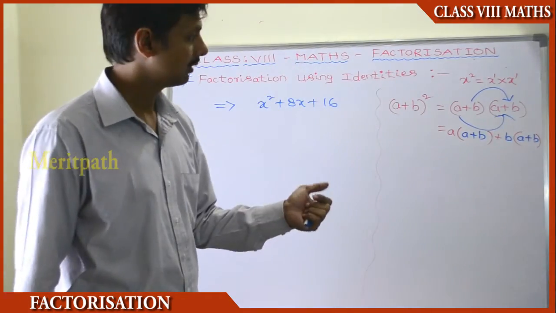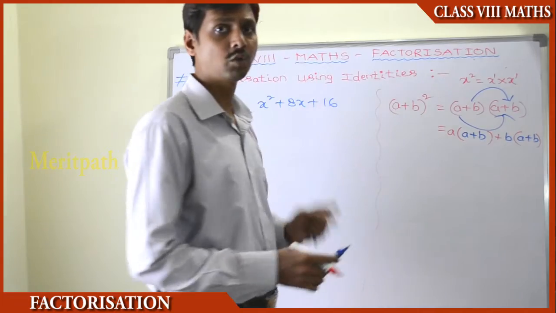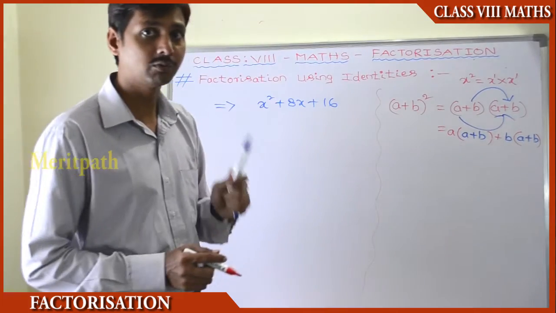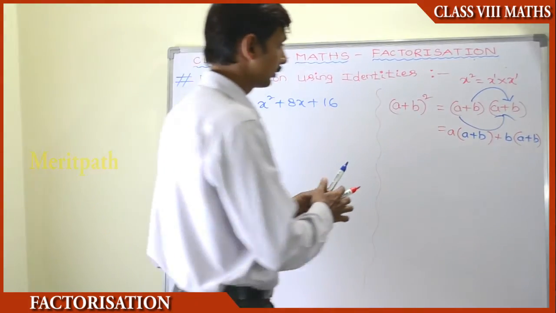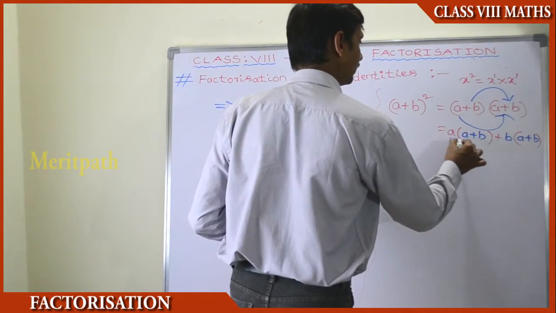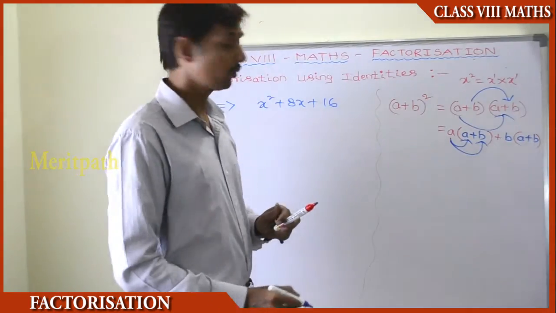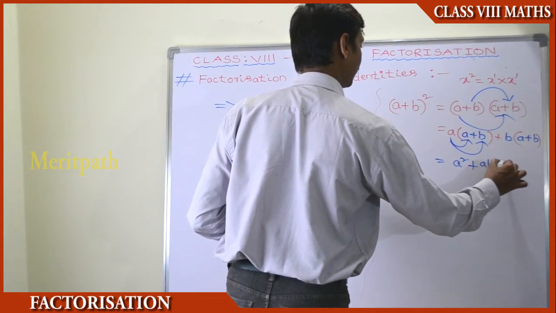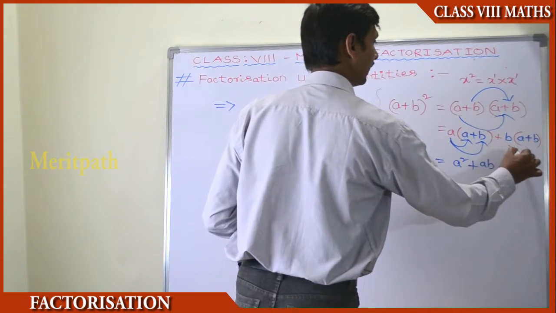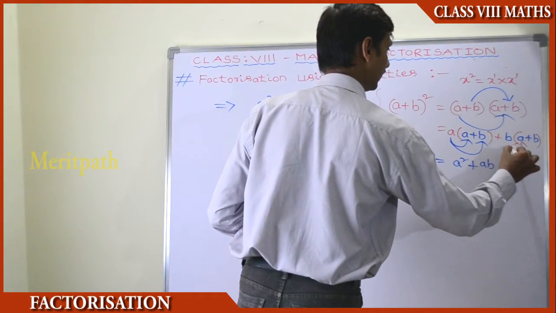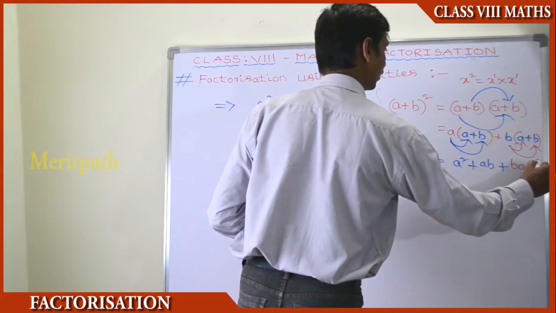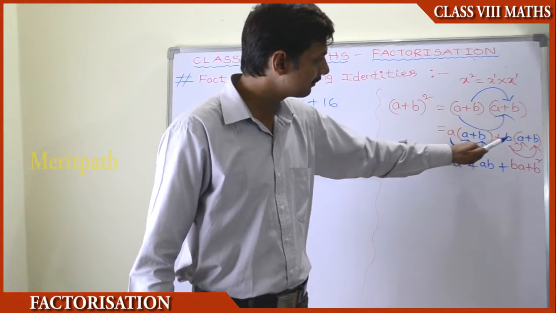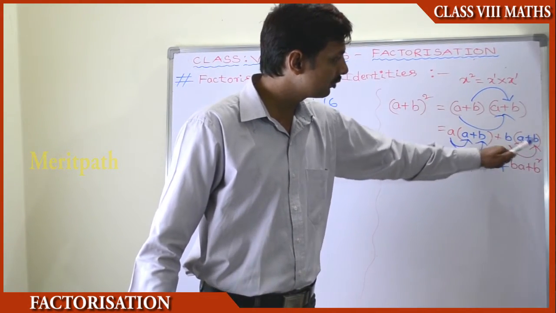So let's see after multiplication what we get using the distributive property. In previous classes we have learned the distributive property, how to distribute an element. If you distribute this a along these two, a into a is a square, a into b is ab, b into a is ba, and b into b is b square.